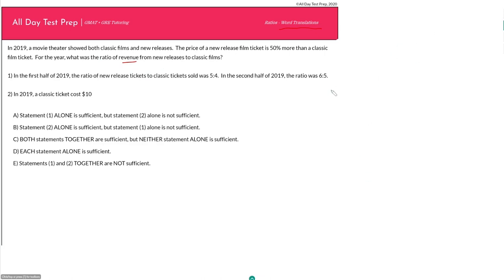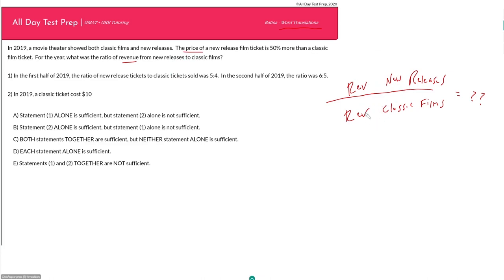So I might start by literally writing that out. It's asking me for the revenue from new releases to the revenue from classic films. So I just need these two things. But I also might note that it seems like they break revenue up into its components, because they're talking about price over here. So revenue is really just price times quantity.